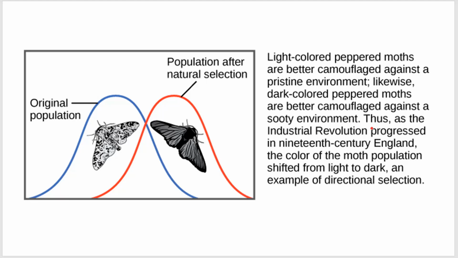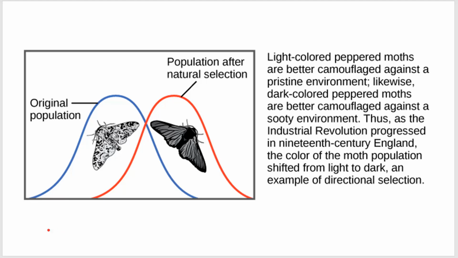Thus, as the Industrial Revolution progressed, the color of the moth shifted from light to dark, and it is an example of directional selection. In this kind of selection, the majority of the population that survived after natural selection was only black. This was an example of directional selection.